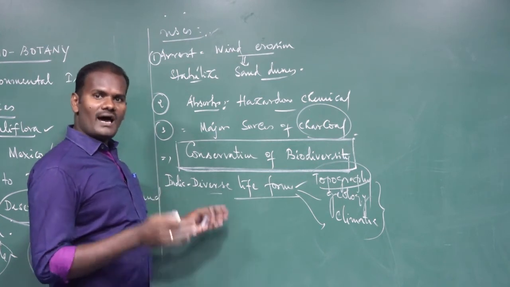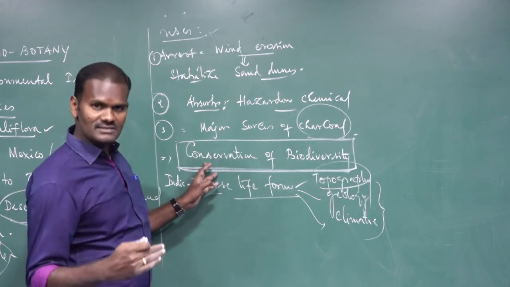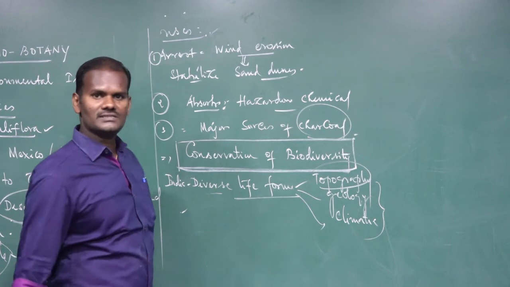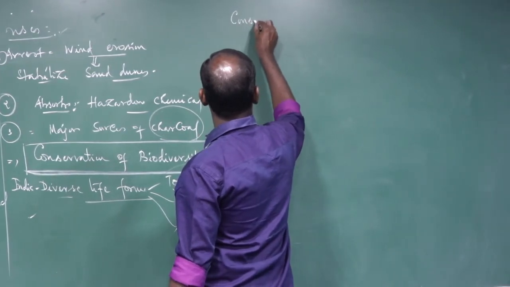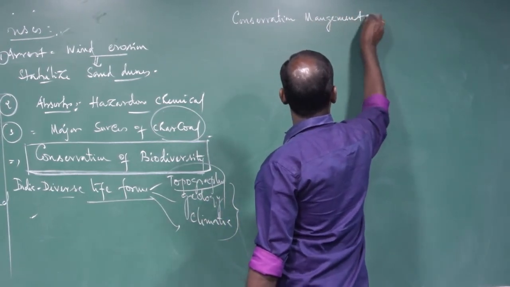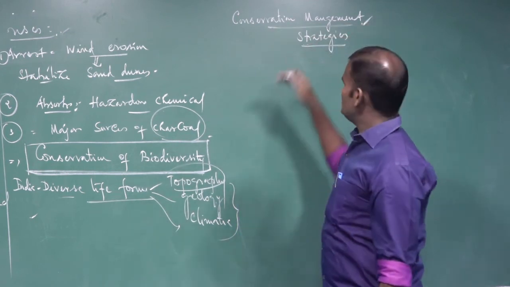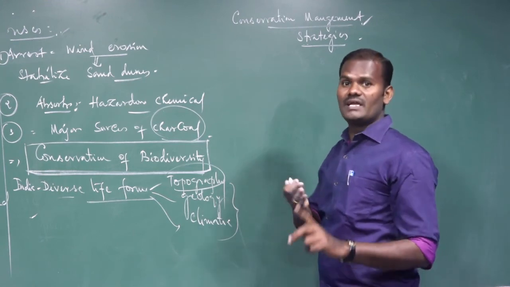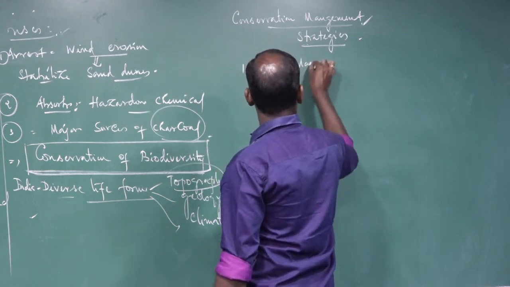By employing these conservation management strategies, we can protect against the loss of our native species. So how can we protect the loss of our native species? By employing certain conservation management strategies. If you follow these, definitely we can protect certain rare species, endangered species, endemic species, and threatened species. What are the strategies? First one is germplasm conservation.